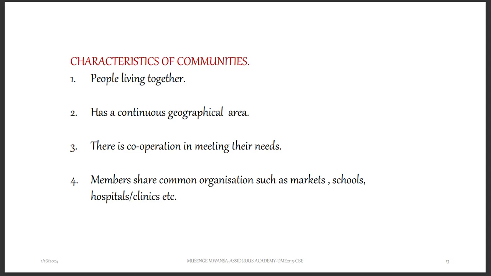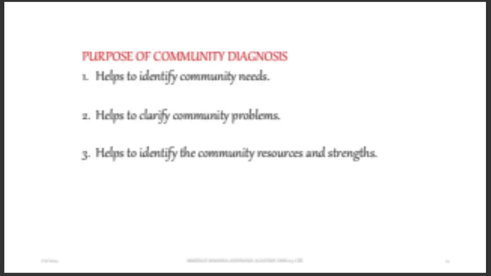Characteristics of communities. One thing is that in communities, people live together, and there is also a continuous geographical area. If you're talking about a community, they should be in the same geographical area. If they've been split, let's say one place is here and then there's a very big ocean, or a very big lake which separates it from the other, you won't say that's the same community. That would be another community. There is also cooperation in meeting people's needs in a community, and members share common organizations such as markets, schools, hospitals, clinics, and these other things.